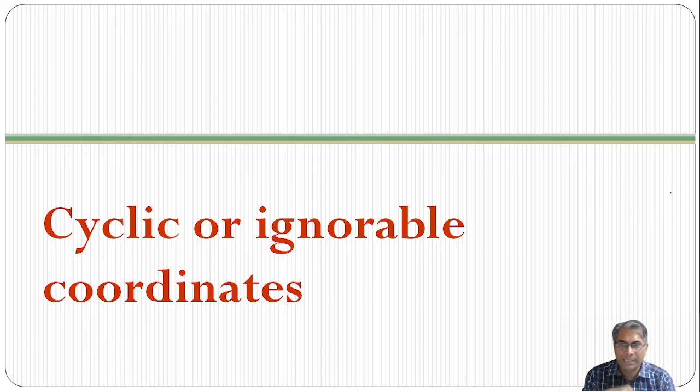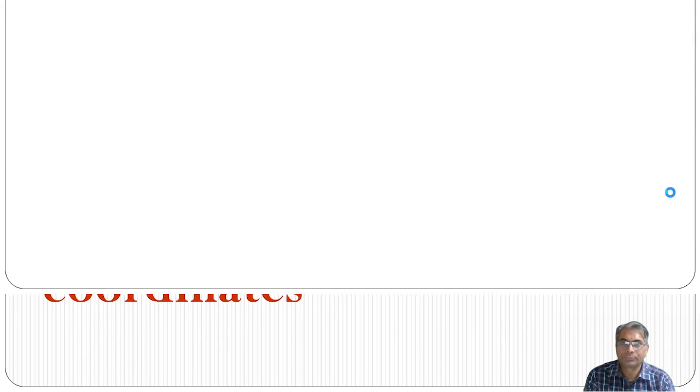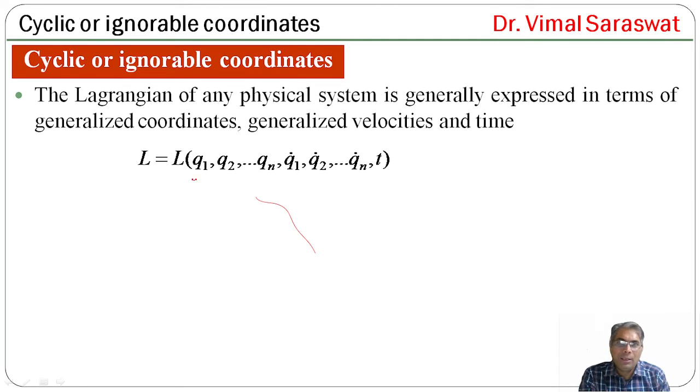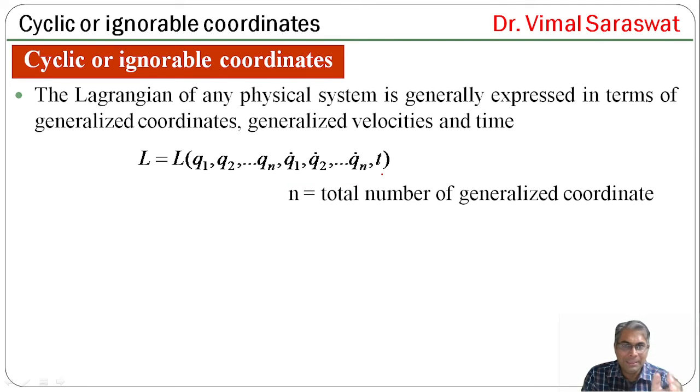Now, next topic is cyclic or ignorable coordinate. The Lagrangian of any physical system is generally expressed in terms of generalized coordinate, generalized velocity and time. So L is a function of Qi, Qi dot and t, and here n is the total number of generalized coordinates.